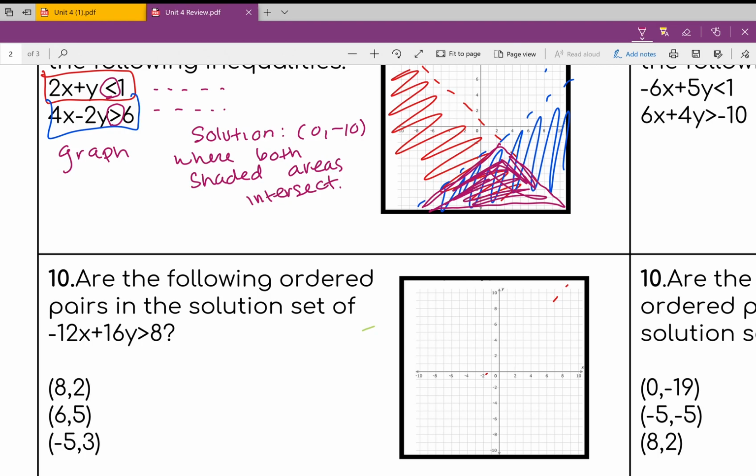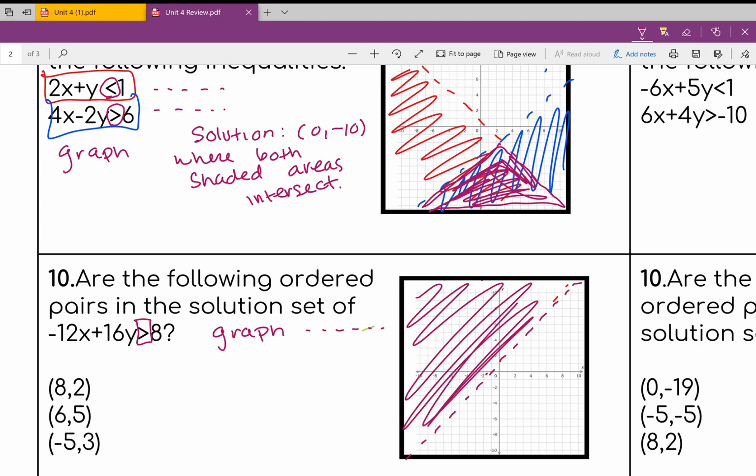Number 10 says, are the following ordered pairs in the solution set? So again, this is something you're going to graph on your calculator. That graph, since it has a greater than sign, is going to be a dotted line. The graph looks something like this and is shaded up. And then it's asking if any of these points are in the solution. So remember, we know it's in the solution by the 3 S's. So it's in the solution if it's in the shaded area, or if it's on a solid line. So we need to check each of these points.